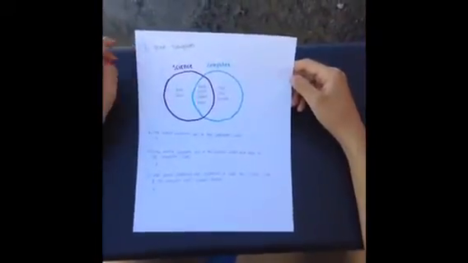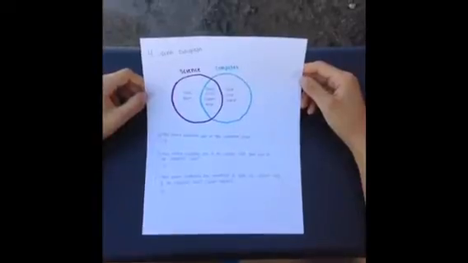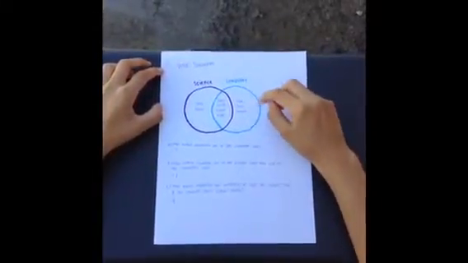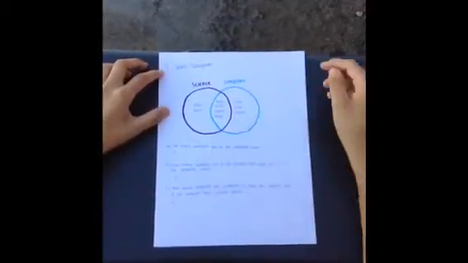For number 4, we are given a Venn diagram. We are asked to answer the following questions. A asks, how many members are in the computer club? So we'll take a look at the blue circle and count how many names are in the computer circle. Since there are 7 names here, our answer will be 7.